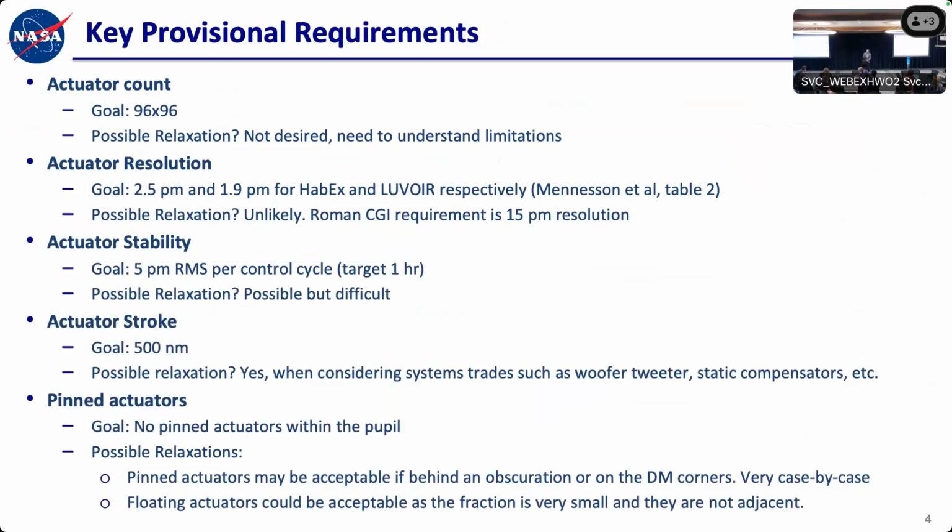And these are the basic requirements that we gave them, at least some of our provisional requirements and performance. We asked for 96 by 96 deformable mirrors. We asked for actuator resolutions of about 2 picometers with a stability of about 5 picometers per hour. And then a total stroke of about 500 nanometers, which is for different technologies easy or hard. And then we also gave them a requirement of no bad actuators, definitely no pinned actuators. Those are actually very difficult for a coronagraph to chew on. So that's actually a pretty hard requirement.